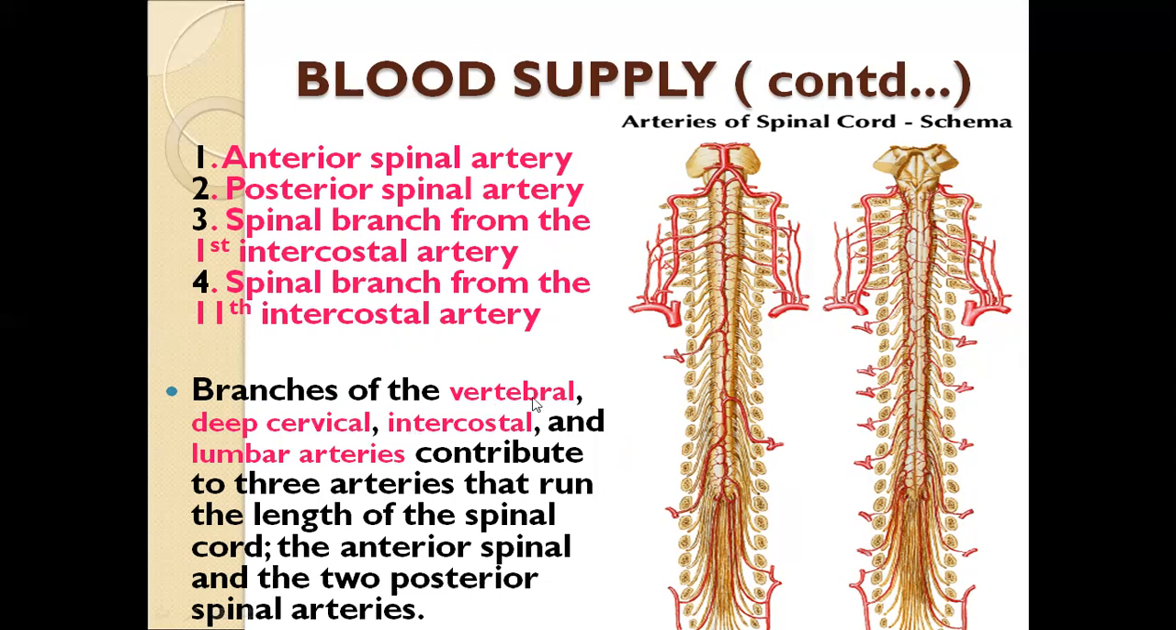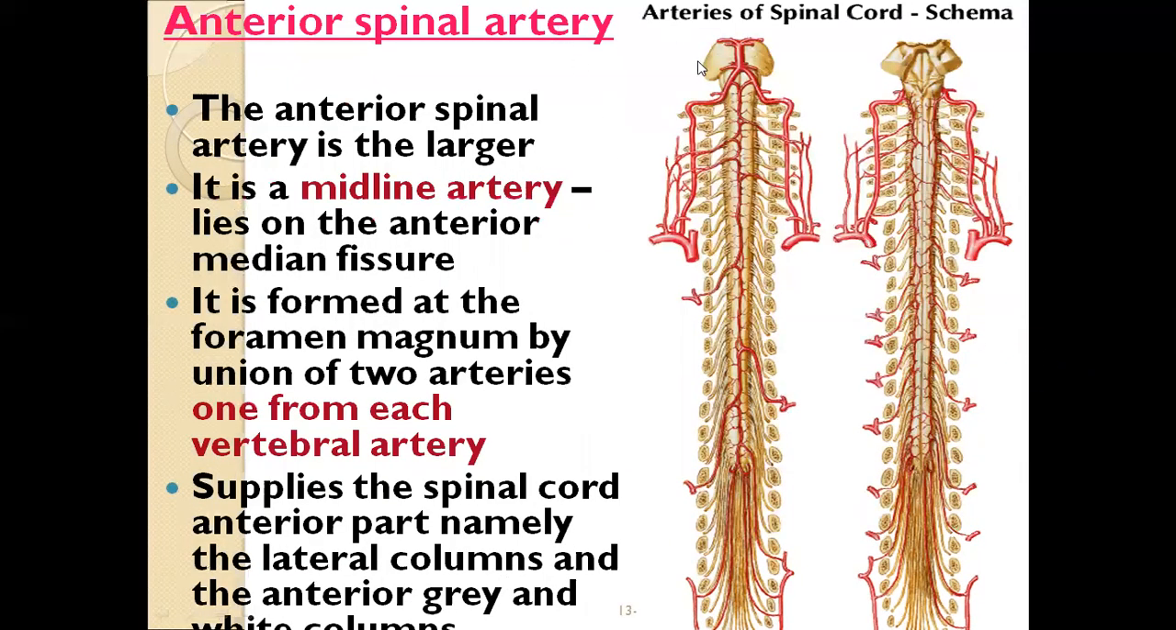So branches from vertebral, deep cervical, intercostal and lumbar arteries contribute to 3 arteries that run along the length of spinal cord, the anterior spinal and posterior spinal arteries. Now coming to the anterior spinal artery, so the anterior spinal artery is larger. It is in the midline. It lies on the anterior median fissure. It is formed at the foramen magnum by the union of 2 arteries, one from each vertebral artery, supplies the spinal cord, anterior part, namely lateral columns and anterior gray and white columns.